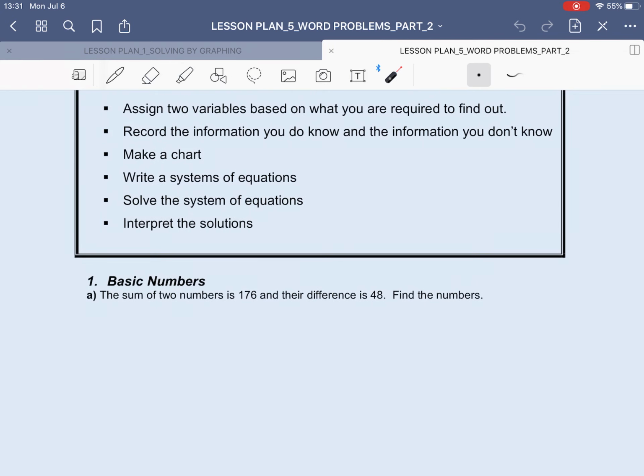So the first problem says that the sum of two numbers is 176 and their difference is 48. We need to find the two numbers. Remember that when we solve linear systems, we actually deal with two variables, the variables x and y. That's what we use in general. And the very first step would be to assign two variables based on what you're required to find out. And think about it, what are we required to find out here? We are required to find the two numbers, okay?